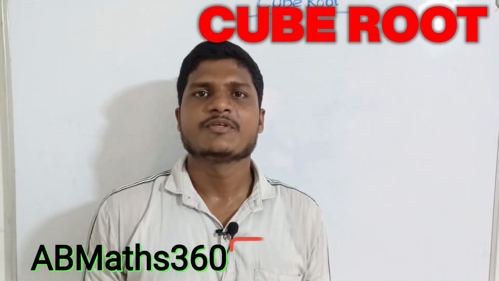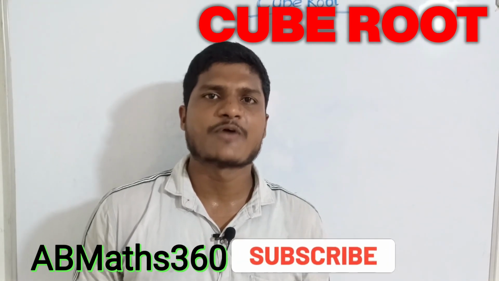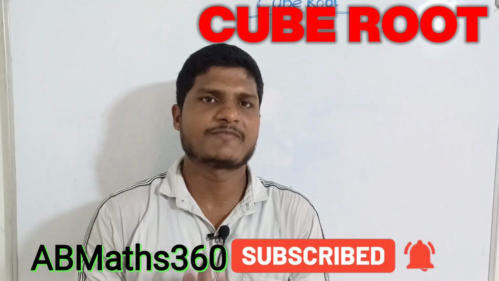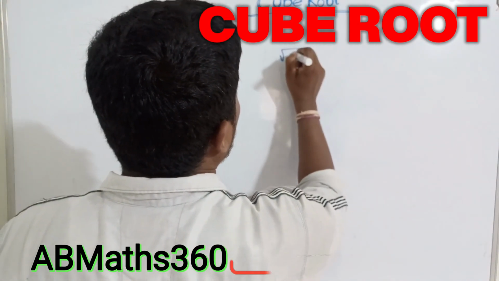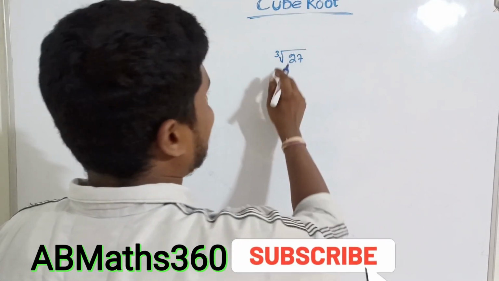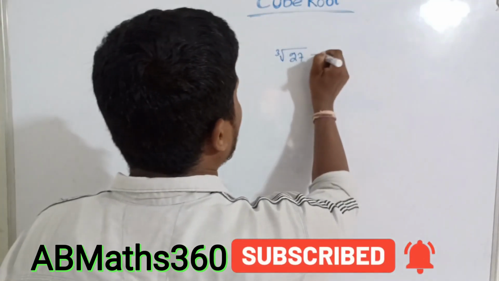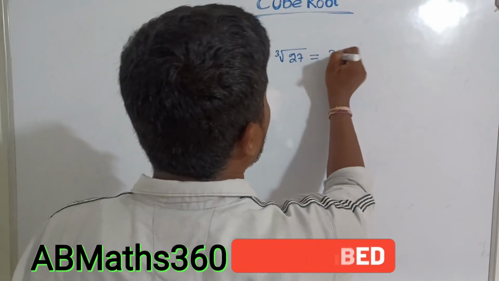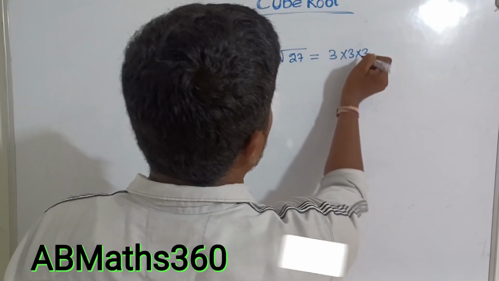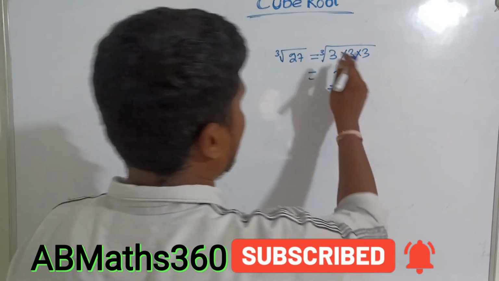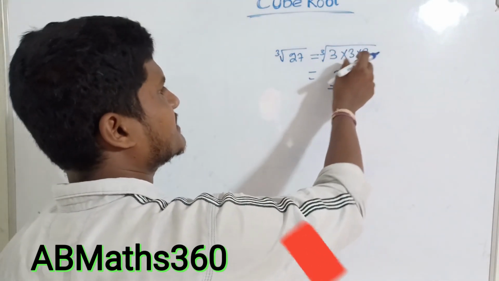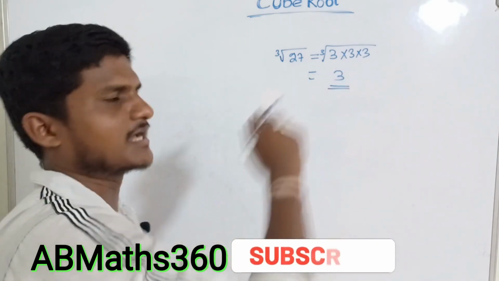In this video, we are going to learn how to find the cube root of perfect cube numbers. Suppose I want to find the cube root of 27. What is the cube root of 27? I directly know that 3 multiplied by 3 multiplied by 3 is 27, so the answer is 3. There are 3 same digits multiplied, and you get 3 as the answer.